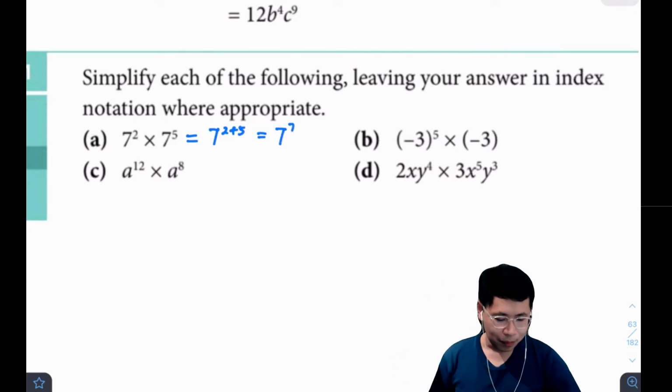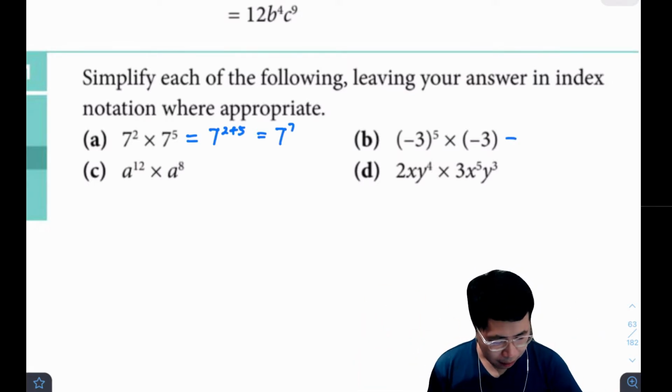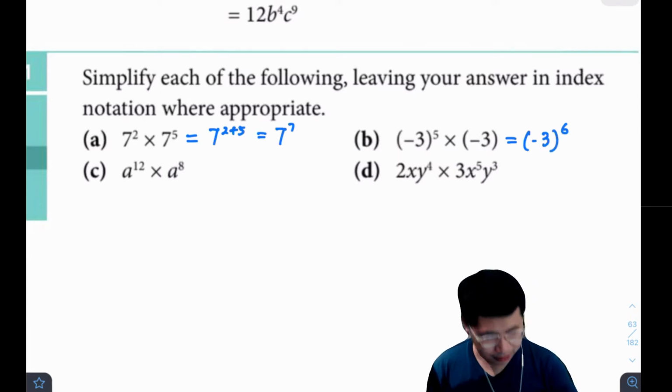Okay, part B. We have negative 3 as a base, power 5 and power 1. We can mash them together, add them together. So negative 3 to the power of 6.